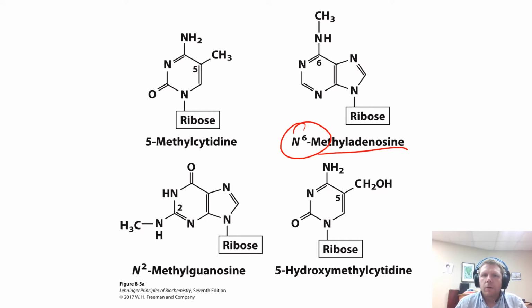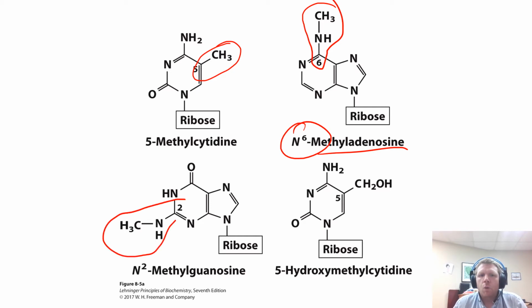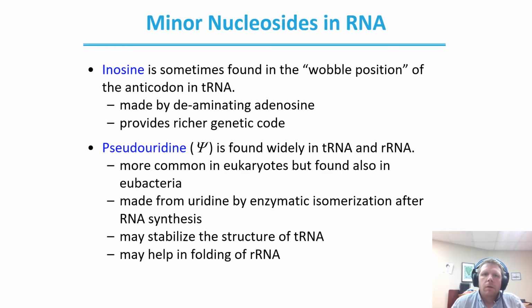Remember our nitrogen, or our position number 6 there. We've got methylation at position number 5, and then we have an N-methylguanosine at position number 2, and a hydroxymethylcytidine at position number 5. Minor nucleosides in RNA, well, inosine is sometimes found in the wobble position of the anticodon for tRNA.